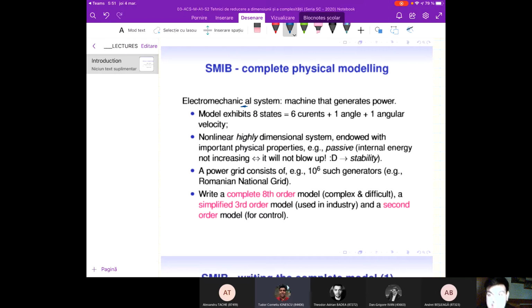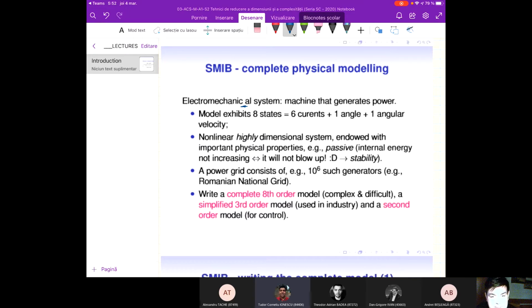are interconnected, and interconnecting such generators forms the power grid. And this power grid can have millions of equations. Okay, so let's go back to this model and say that an 8th order model, which is complex and difficult, can be approximated physically with a 3rd order model, which is usually used in industry, and a 2nd order model, essentially a pendulum-like model for control.